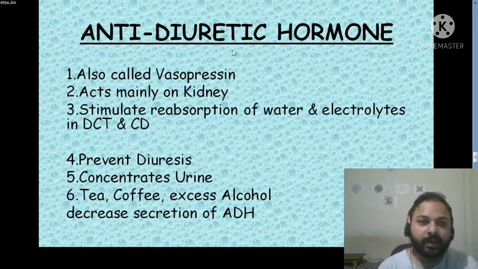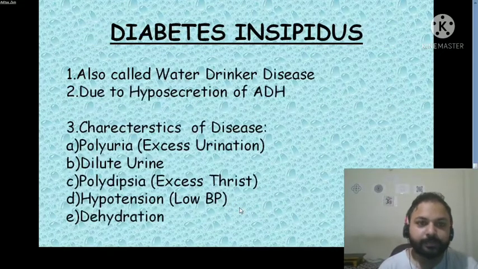Next, antidiuretic hormone. It is also known as vasopressin. It acts mainly on kidney. It stimulates the reabsorption of water and electrolytes in DCT and CD, that is distal convoluted tubule and collecting duct of nephron. It prevents diuresis, that is loss of water through urine. It concentrates the urine by preserving water. And tea, coffee, excess alcohol decrease the secretion of ADH.